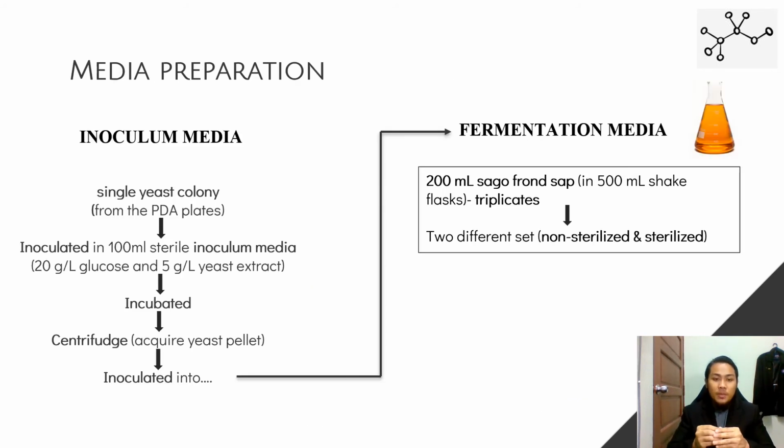That single colony will be inoculated in 100 ml of sterile inoculum media that contains glucose and yeast extract, incubated, and centrifuged to acquire the yeast pellet. The yeast pellet will then be inoculated into fermentation media that contains 200 ml of Sago Frond sap, performed in triplicate with two different saps, which are non-sterilized and sterilized.